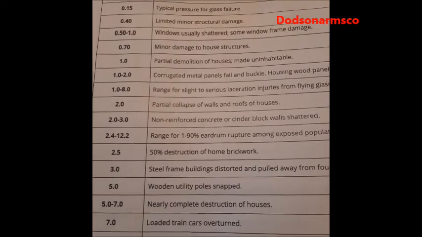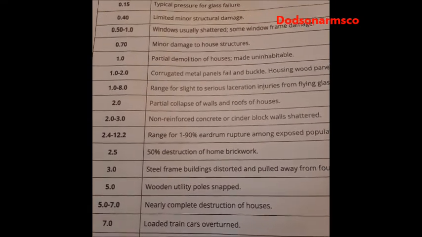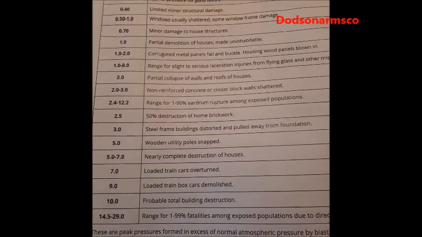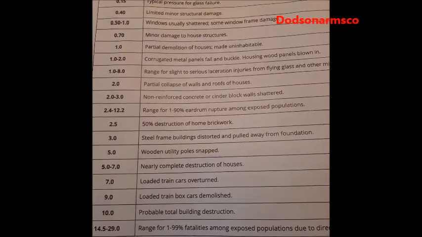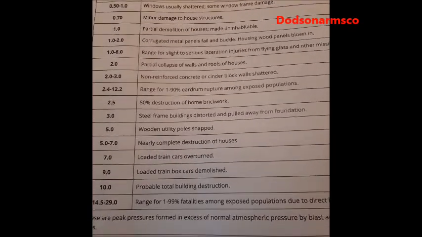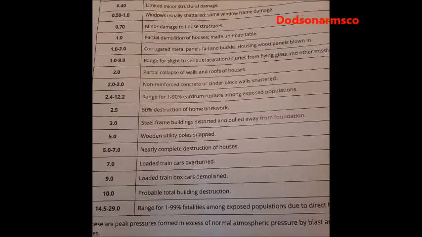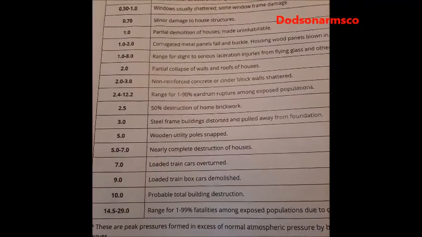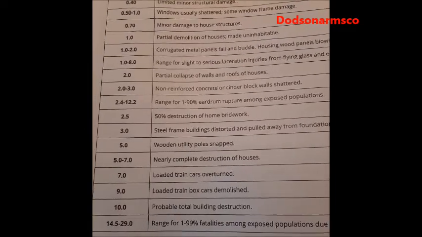And then when we get to the 1 psi we talked about before, that's partial demolition of the home where it's uninhabitable. And then you got some more information here that talks about corrugated metal panels failing, wooden panels blown in, and you can see the pressure ranges there. And then we have flying debris that actually causes injuries to people at 1.0 to 8.0 psi. Roof collapse is typical at 2 psi overpressure.